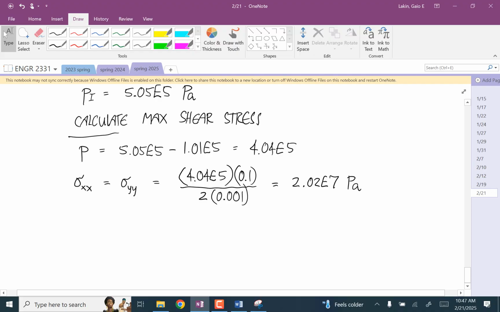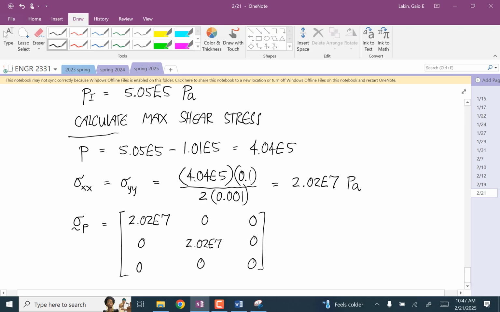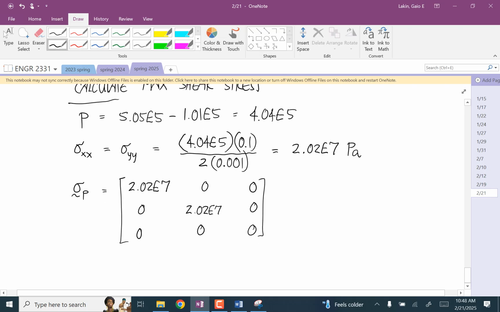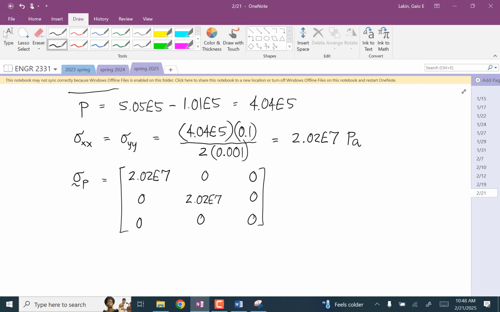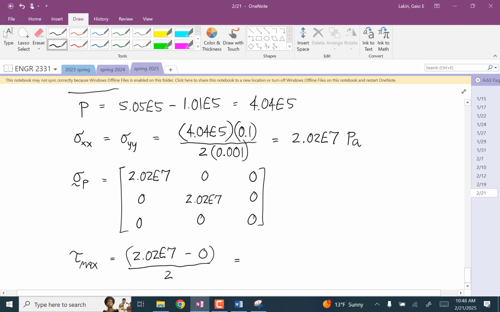So what that says is our principal stress tensor is 2.02 times 10 to the 7, 2.02 times 10 to the 7, and 0. The maximum is 2.02 times 10 to the 7, the minimum is 0, and so the max shear is 2.02 times 10 to the 7 minus 0, divided by 2, and so the max shear stress is 1.01 times 10 to the 7 pascals.